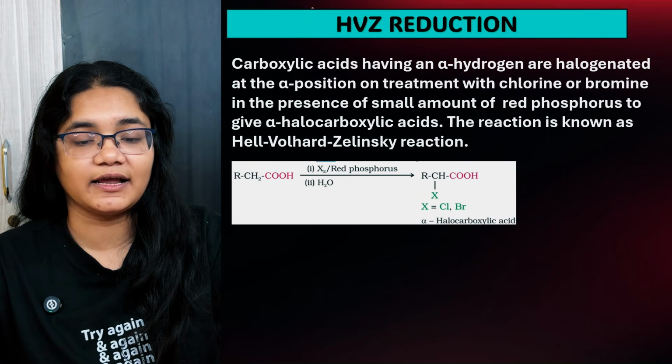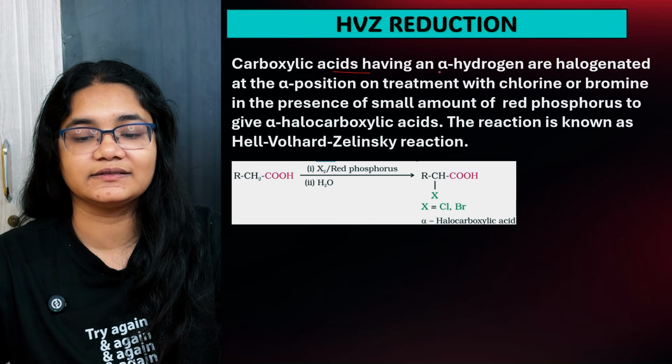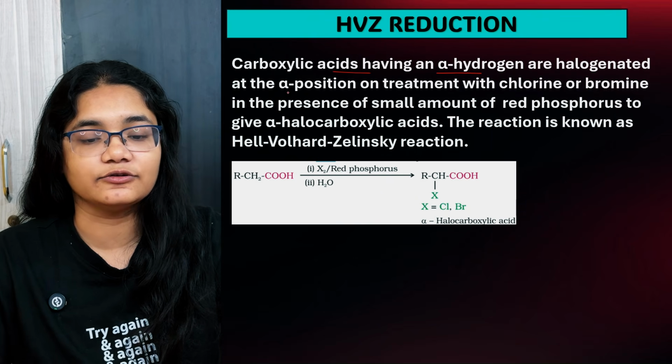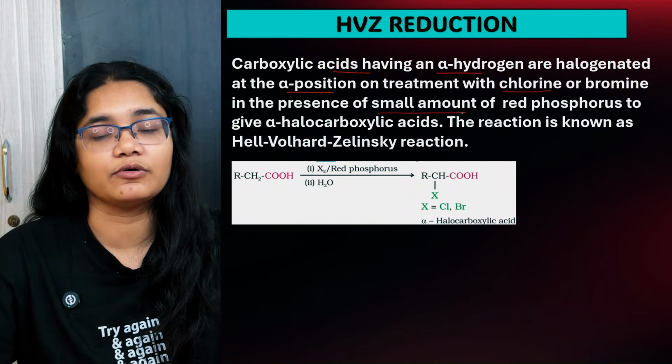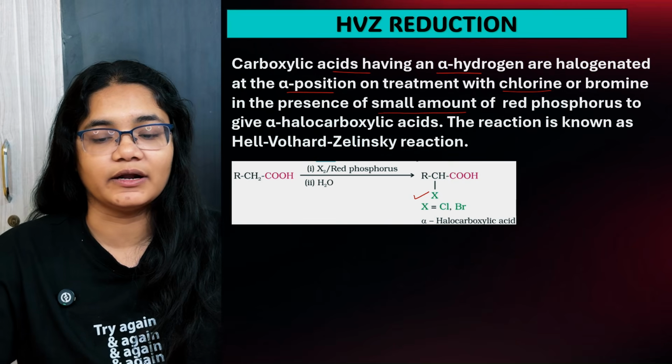Next, we have HVZ reaction, very important reaction. So carboxylic acids having an alpha hydrogen are halogenated at alpha position on treatment with chlorine or bromine in the presence of small amount of red phosphorus. So you get a product like this.